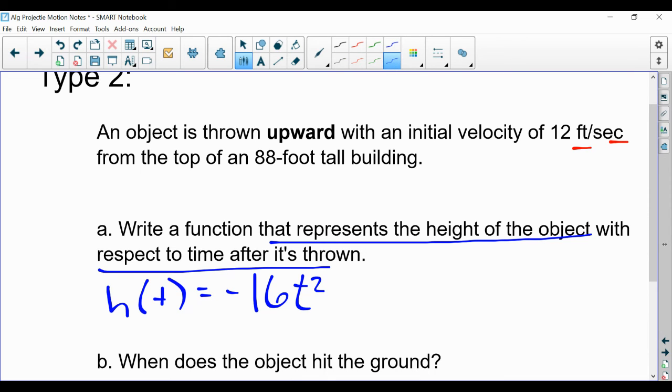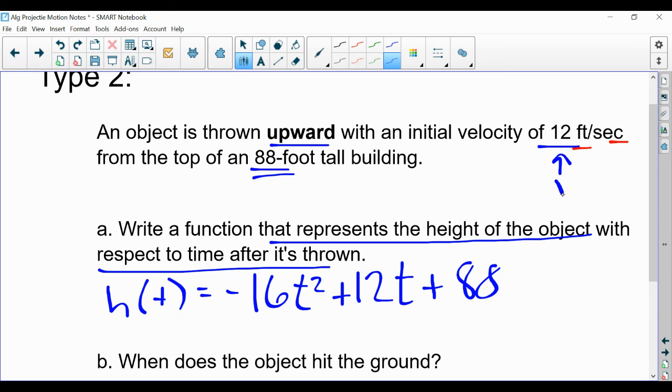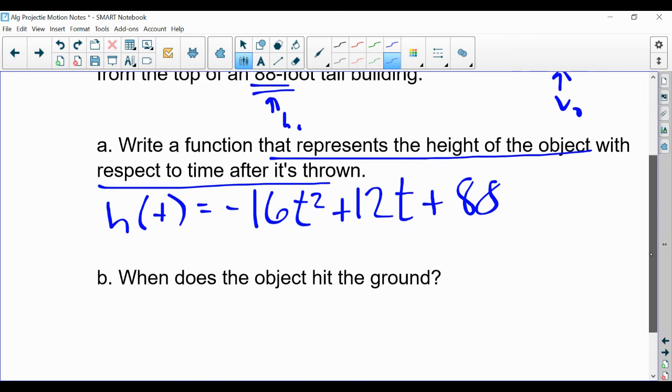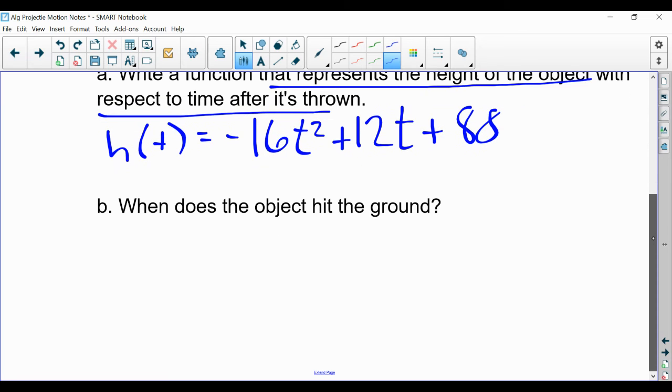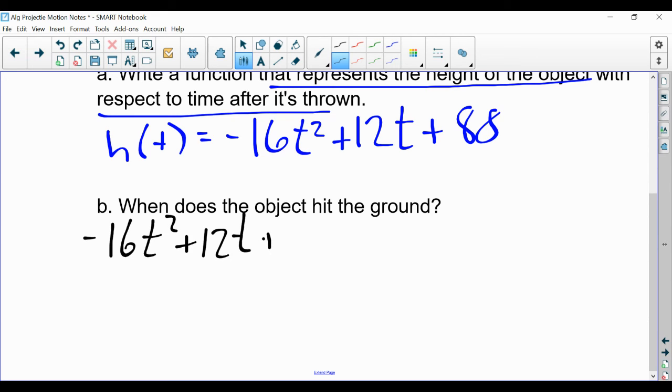Okay, what's the rest of it? It's being thrown upwards 12 feet per second. So that's going to be plus 12t off of an 88-foot tall building. There's my initial height. So the information in the question gave us the initial velocity and the initial height. So that's part A. And then part B, same as the last one, when does it hit the ground? Okay, so let's set this equal to 0 and solve for t. So negative 16t squared plus 12t plus 88 is equal to 0.